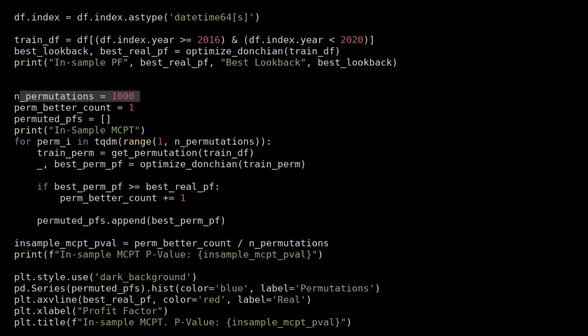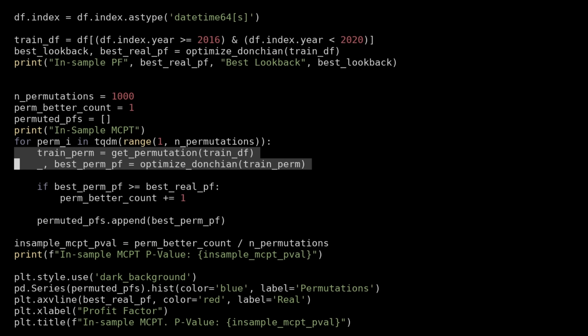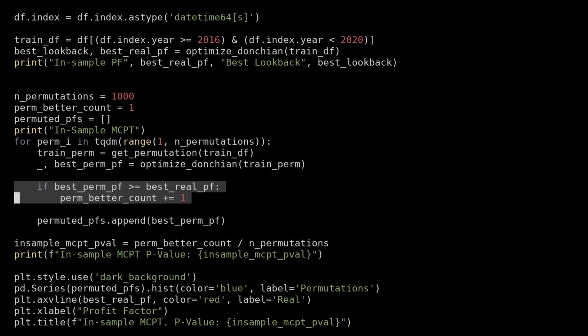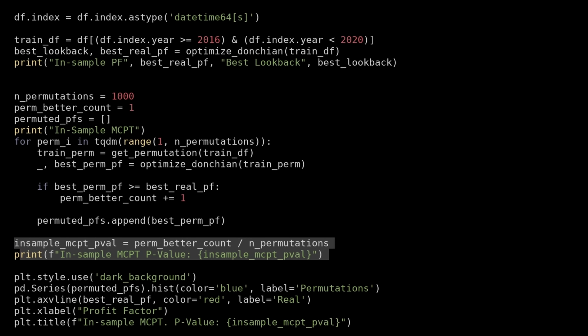We set the number of permutations, then loop that many times. We get a permutation of the bars and optimize our strategy on them to get a permuted profit factor. If the permutation's profit factor is just as good or better than the real profit factor, we increment the permutation was better count. After the loop, we can calculate a quasi-p-value, the number of times the permutation was better divided by the total number of permutations. This value is roughly the probability that our real profit factor was found mainly due to data mining bias.